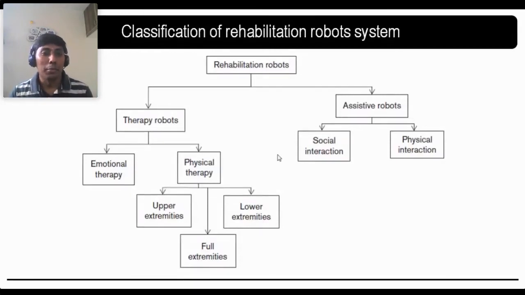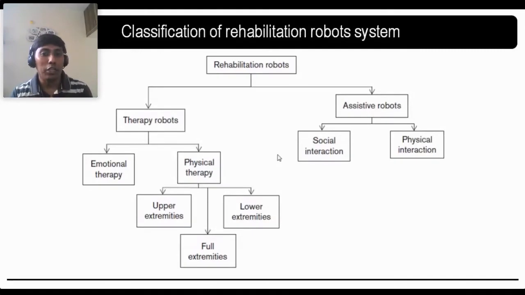So this emotional therapy can be virtual reality or just a small robot which can induce this kind of emotion. This is one broad theme which comes under therapeutic robots, but what we are focusing on is more on physical therapy.